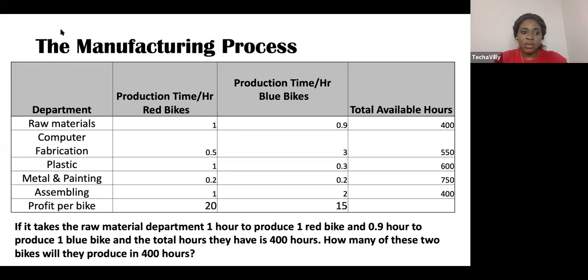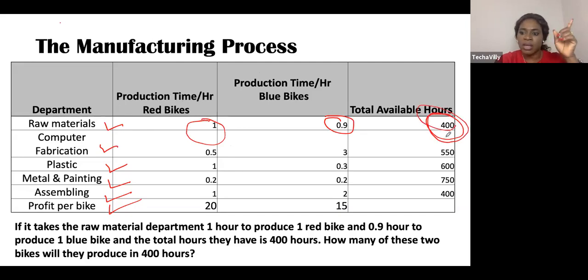Okay, so to do that, you need to get the data ready. This is the data we're going to be using to run this. And this is the manufacturing process to make all these bikes. We have the raw material department, the computer fabrication, the plastic, the metal and painting. These are the various departments that the company needs to work in order to make this bike. And this production time is the hours that it takes them to make this bike. So for the raw material, to make one red bike, they're going to spend 1 hour in this department. And to make one blue bike, they're going to spend 0.9 hours. And the total hours they have is 400 hours.